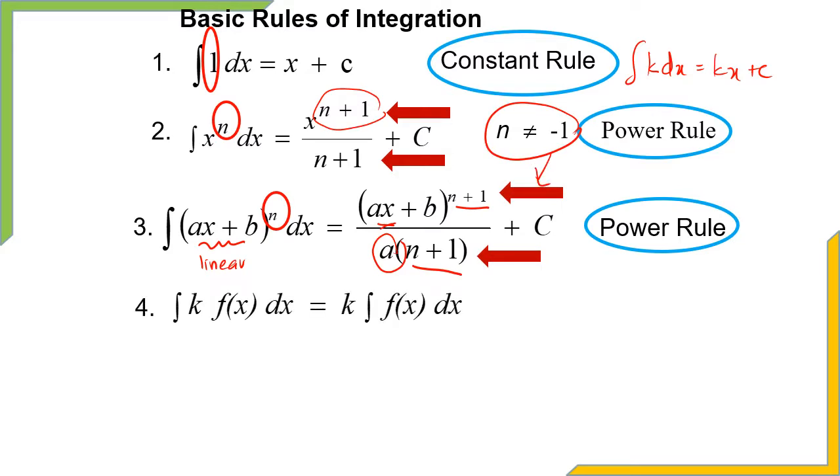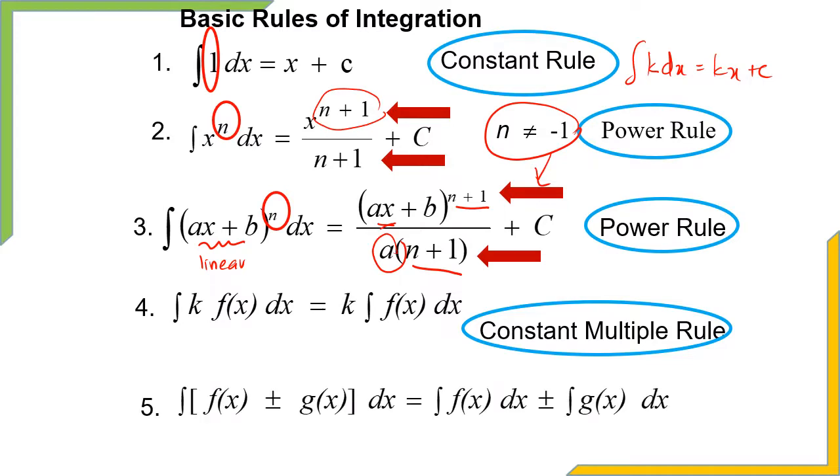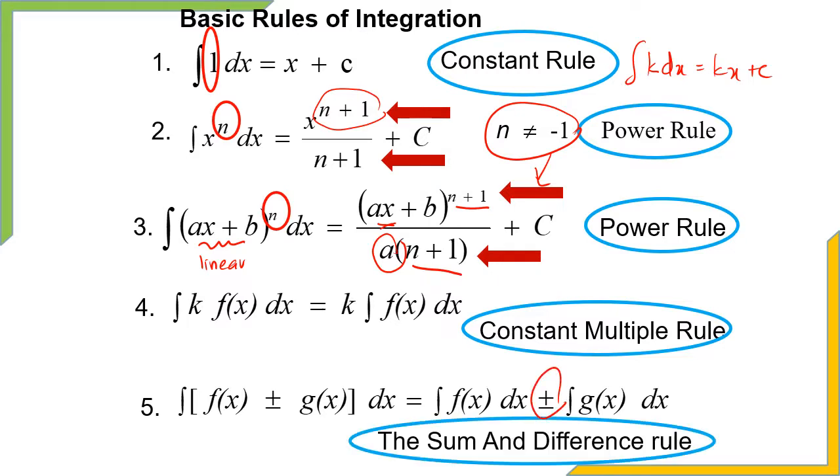And lastly, if we have a multiplication of k with a function f of x, then we can take out the coefficient k. So we just have to integrate f of x. This is the constant multiple rule. This f of x can be anything. And also, for the addition or subtraction between two functions, we can do the integration separately. So this is the sum and difference rule.